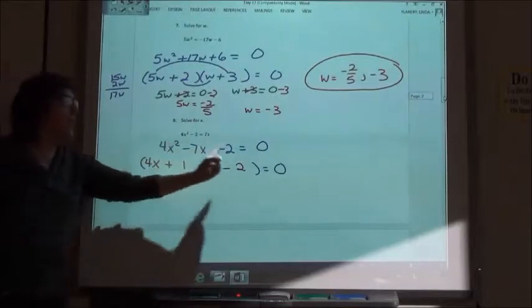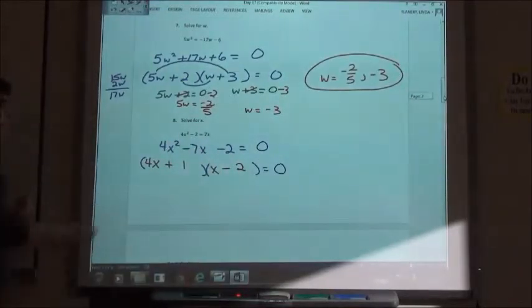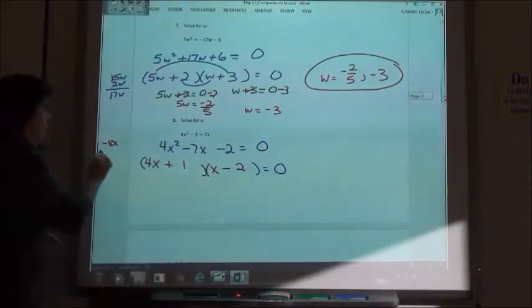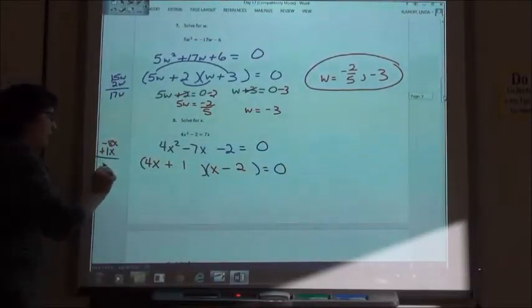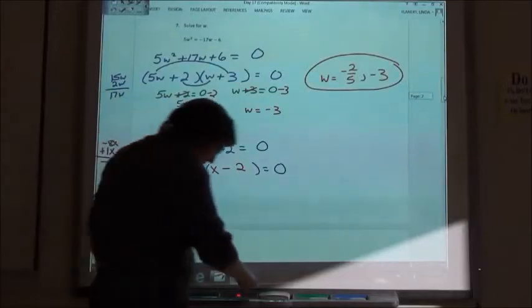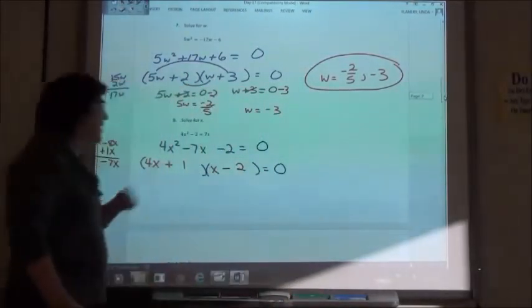The outside product would give me negative 8x. The inside product gives me positive 1x. And sure enough, that's the negative 7 we want. We guessed the right way. Boy, we're good. So now that we've got it factored, we still have to solve the problem.